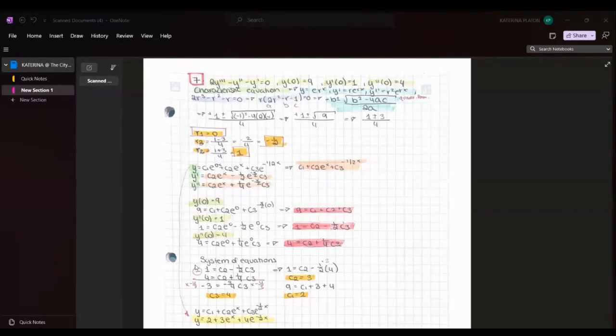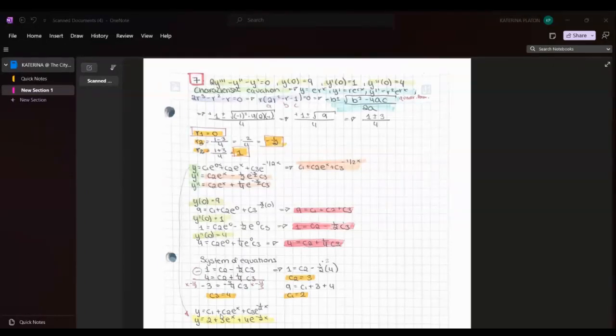And then I use this equation up here, and I plug in my c3, which gives me 1 equals c2 minus 1 over 2 times 4. This gives us our second constant, c2 equals 3. Then I use this equation right here, the first one, and plug in c3 and c2, and it gives us 9 equals c1 plus 4, and this gives us a constant of c1 equals 2. So coming back to our general solution, which is right here, I just rewrote it.